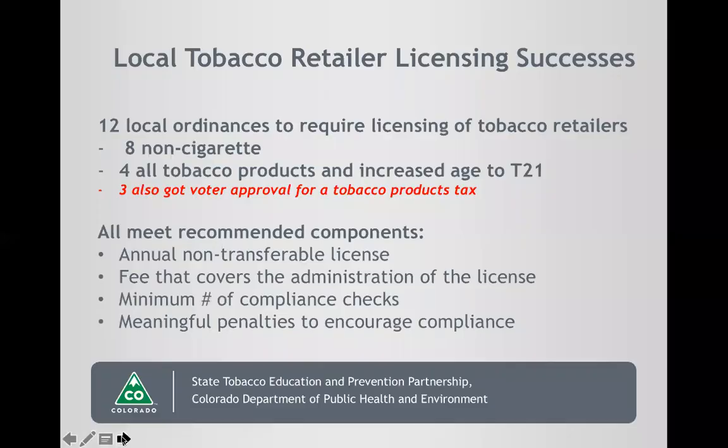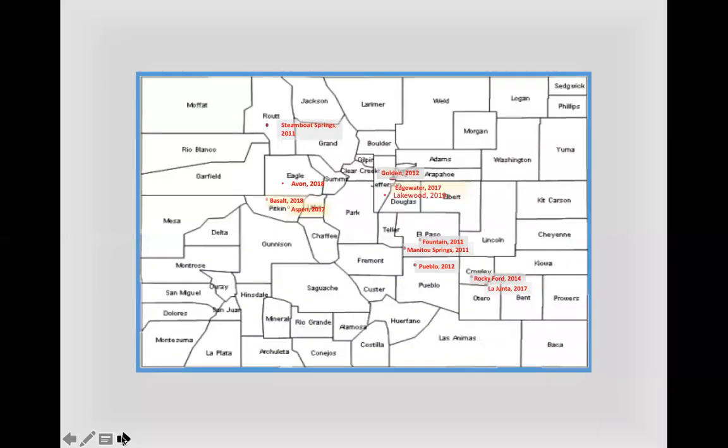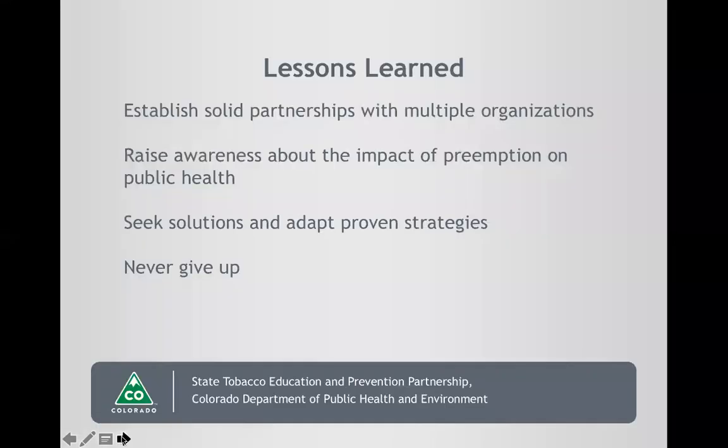Next slide is just a quick snapshot of where all of those communities that have licenses in Colorado are located. And then my last slide is just some lessons that we've learned from the state perspective. Establish solid partnerships with multiple organizations. Make sure they are well versed in what are the proven strategies and what are the barriers in our state to get there, and raise awareness about the impact of preemption. Help keep a focus on that.